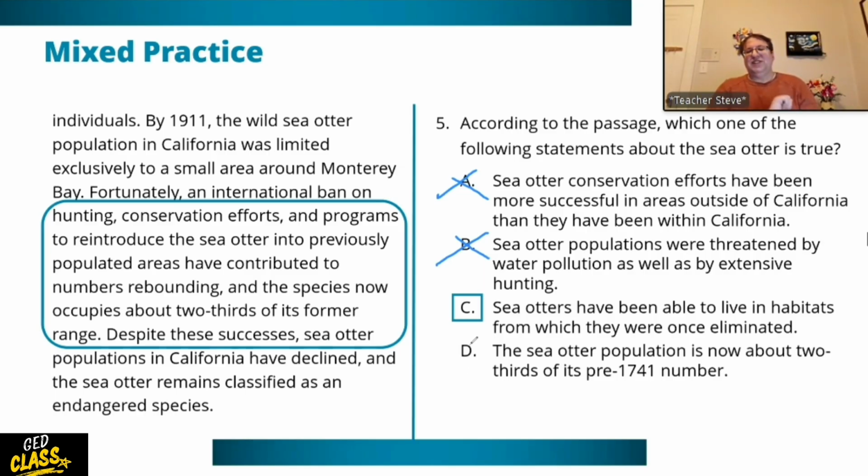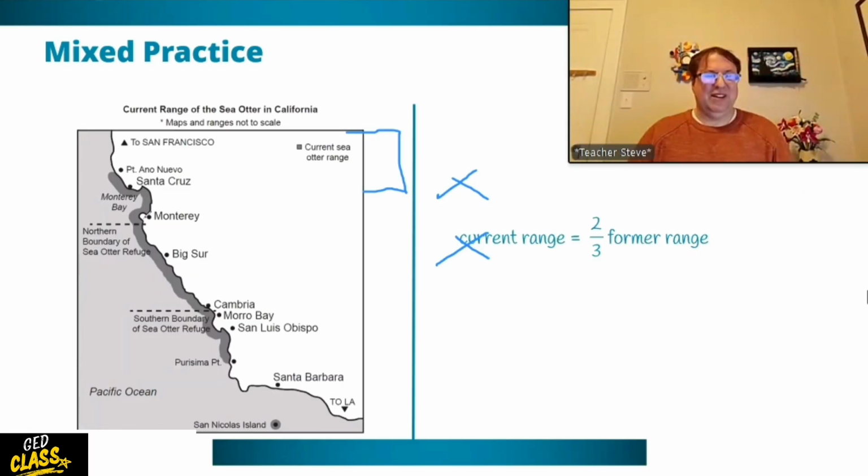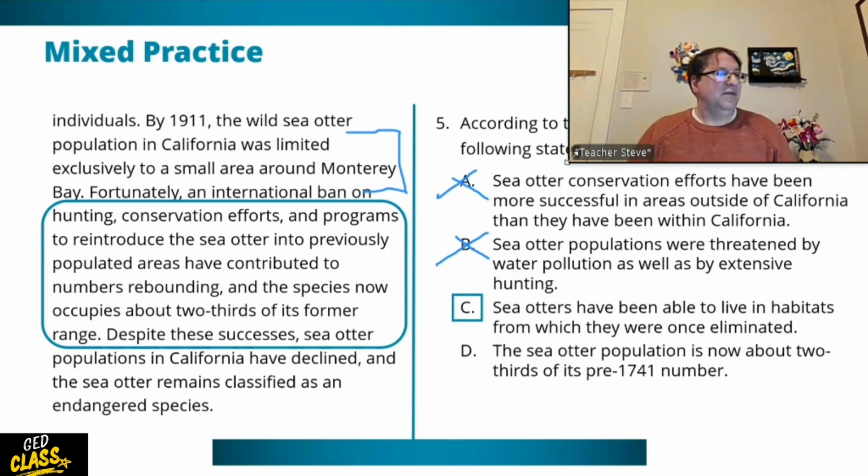But we do know that sea otters are now in some areas from which they had been eliminated beforehand. And if we want verification here, notice that they said they were limited exclusively to an area around Monterey Bay. And if we flip back to the picture, are the sea otters in the current range exclusively in Monterey Bay? No, Monterey Bay's up here and it just keeps going down for a while. So we know that the sea otters have come back in some of these areas.